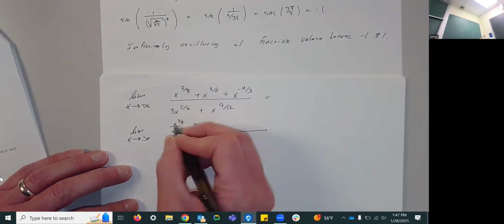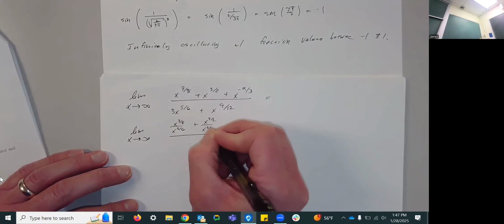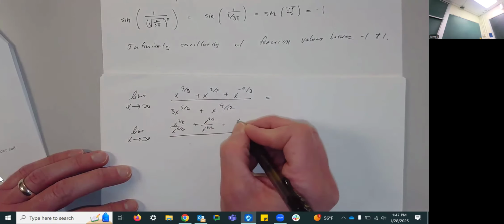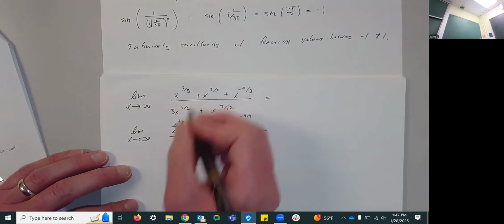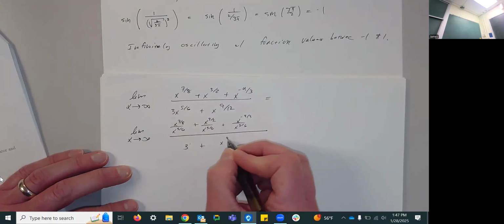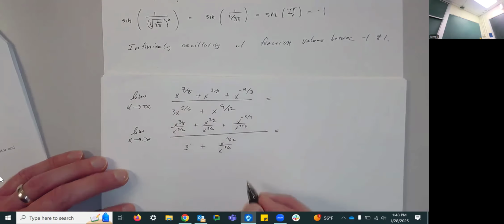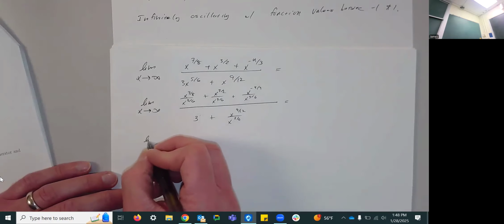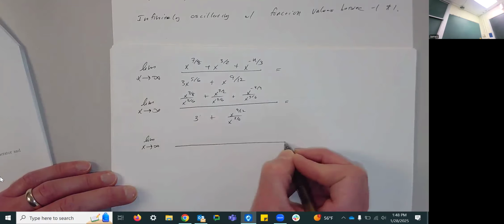So you have x to the 7/8 over x to the 5/6 plus x to the 3/2 over x to the 5/6 plus x to the -4/3 over x to the 5/6. And the bottom, I'm just going to make it a little bit easier. 3 plus x to the 9/12 over x to the 5/6. And in this case, I feel like this problem was written expressly in a way to make it hard to do it the way that we often do this kind of problem.